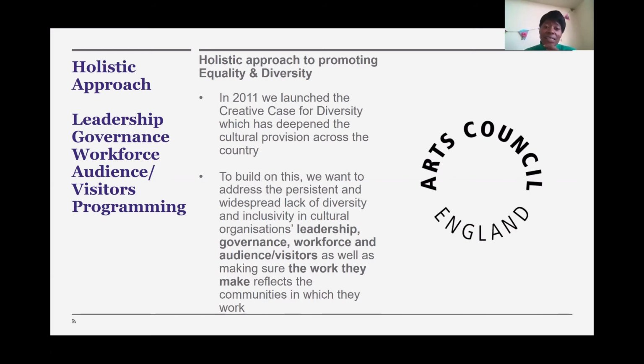And the evidence certainly shows us that we still have a long way to go, particularly, for example, around disabled people in the workforce. So that's the approach that we're taking. Next slide, please.